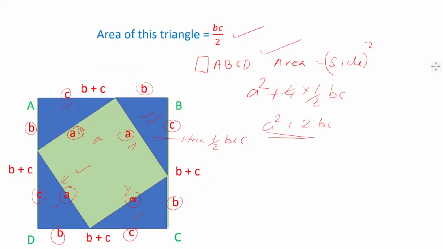What I did is the same triangle I kept 4 in such a way that all its hypotenuse come inside, and the side of the square I made in such a way that it is base and height, base plus height, it makes one side. Understood? Keep this in mind. A square plus 2BC is the formula we got to calculate the area of this square, which is equal to b plus c whole square in fact.